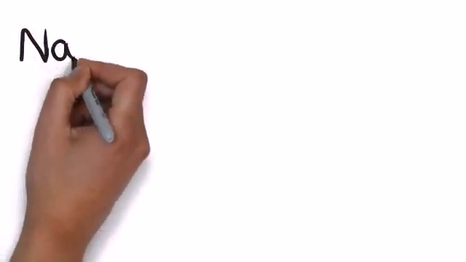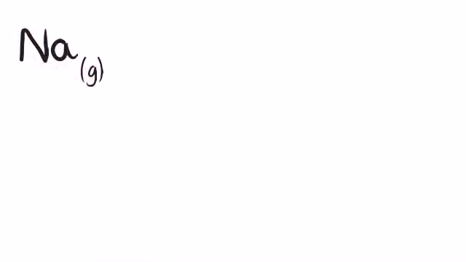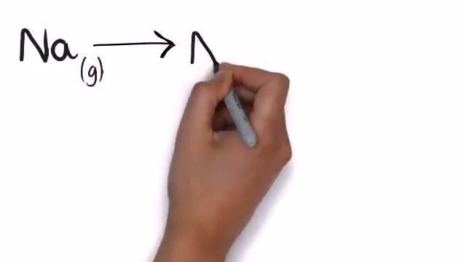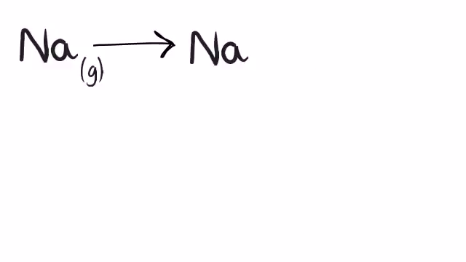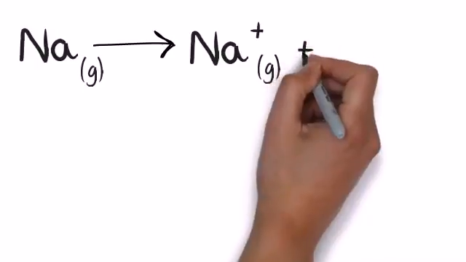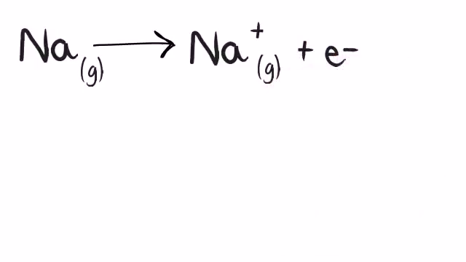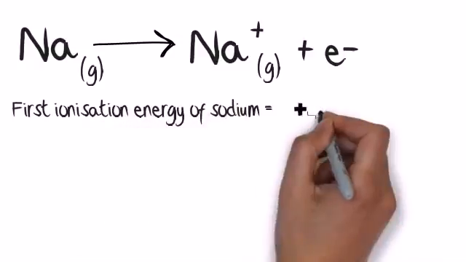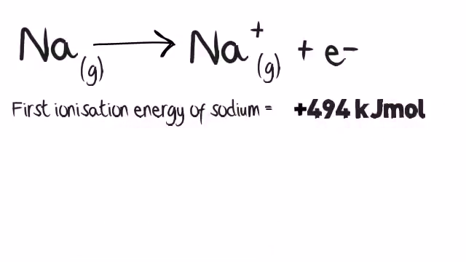The equation for the first ionisation energy of sodium is, and the first ionisation energy is +494 kilojoules per mole. Note that ionisation energy is measured in kilojoules per mole. So what does this mean? It means it's the energy required to remove 1 electron from each atom in 1 mole of gaseous sodium atoms to form 1 mole of gaseous sodium ions.